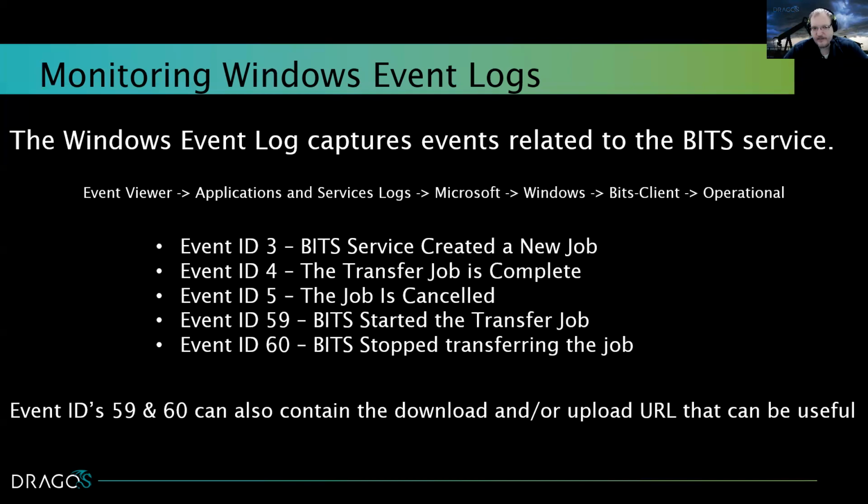And then event IDs 59 and 60, we'll just word it as starting and stopping the job. But the interesting thing about both these IDs is they also contain the download or upload URLs. That might be interesting. So if the machine does have internet access, looking at these event IDs will tell you where BITS is going to download jobs. So if something is being downloaded from a source that's not normal, you'd be able to see that in the Event Viewer natively.